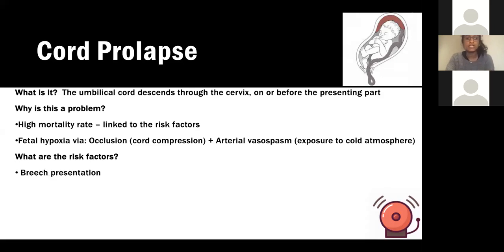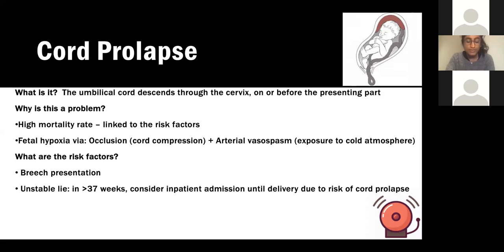Some of the risk factors. So breech presentation actually is a risk factor for cord prolapse. Unstable lie. So in someone over 37 weeks, if the position of the fetus keeps changing, that's what we classify as unstable lie. So you basically consider an inpatient admission for these patients, at least until delivery, because of the risk of cord prolapse.